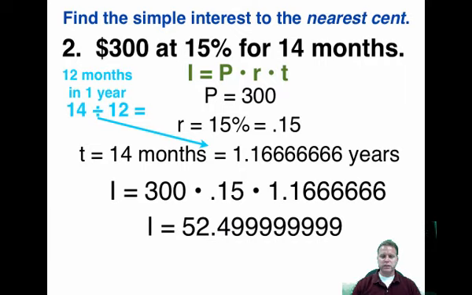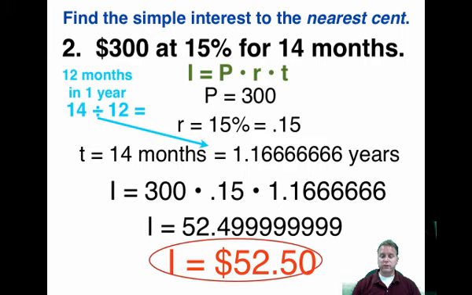and you'll get the interest is equal to 52.4999999. Now remember, we said to the nearest cent, so we need to round to the hundredths place. So that rounds to $52.50 is the interest. How much would you have to pay back? 300 plus 52.50, which would be $352.50.